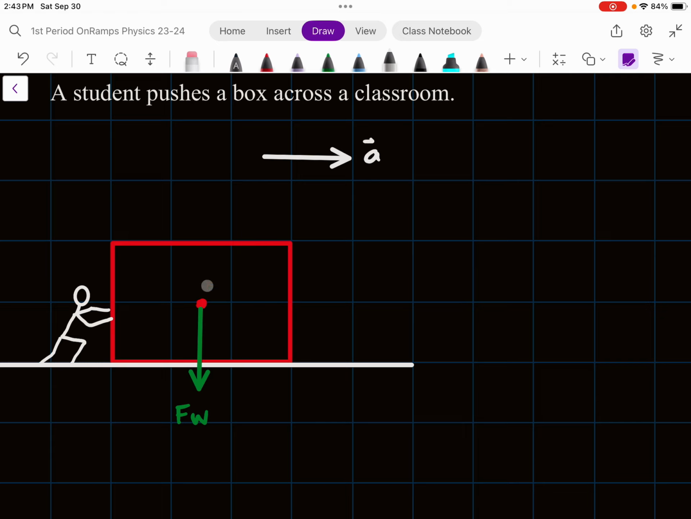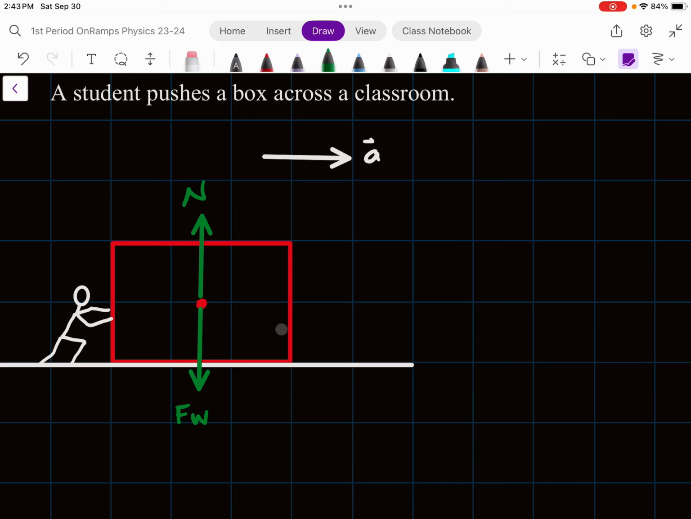That means up and down, there's no acceleration, there's nothing happening. Don't forget that we like to treat x and y as independent. Motion along the x and y is independent, which means the normal force applied by the ground is equal and opposite to the weight. So here's the normal force.